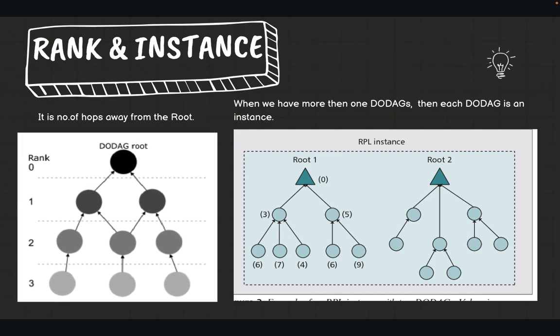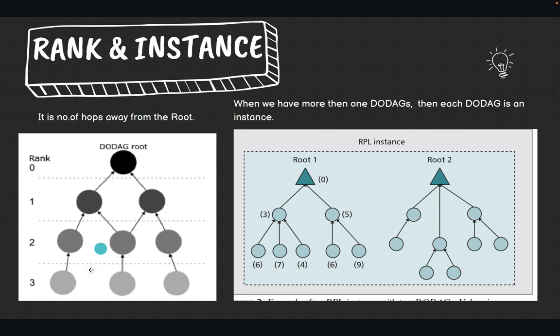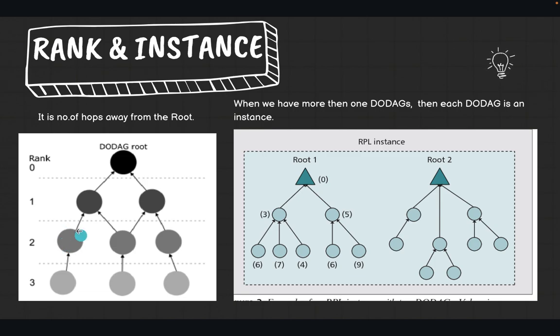And we have two more terminologies here. One is rank and second one is instance. So just look at the first one, that is rank. It is the number of hops away from the root. So for example, if I take this particular node where the pointer is pointing, the rank of this particular node is equal to 3. It is 3 hops away from the root node. So 1, 2, 3. And if I take this second one, the rank given here is 2. So this particular node is 2 hops away from the root, so 1, 2. And if I take this particular node, the rank of this particular node is equal to 1 and it is 1 hop away from the DODAG root. So this is called the rank.